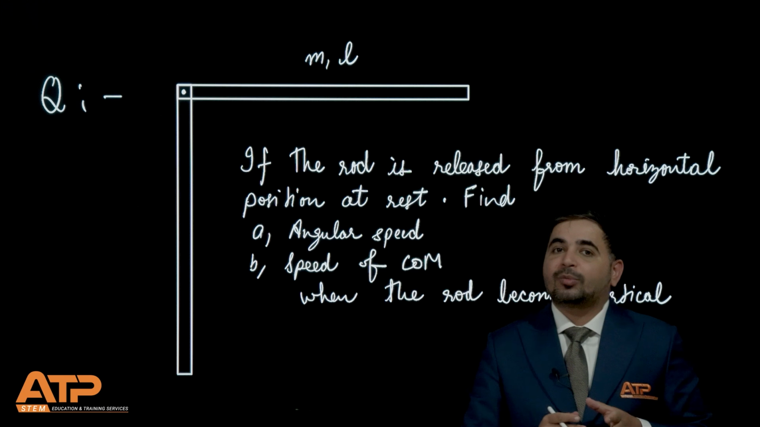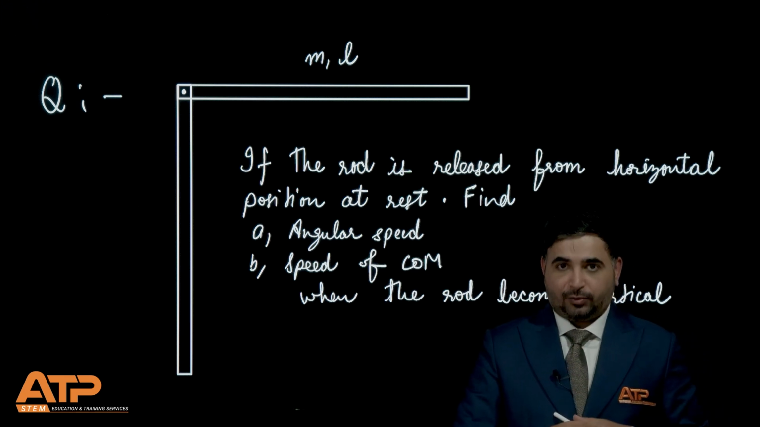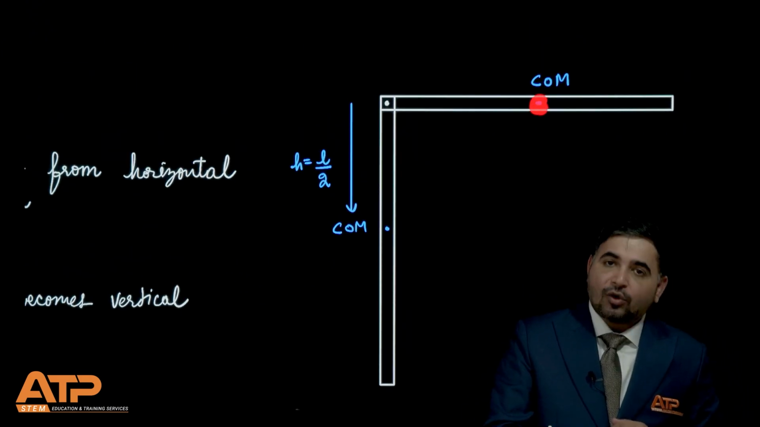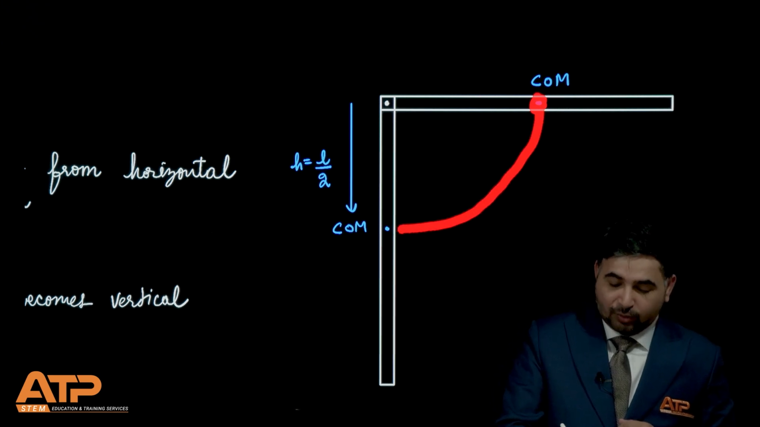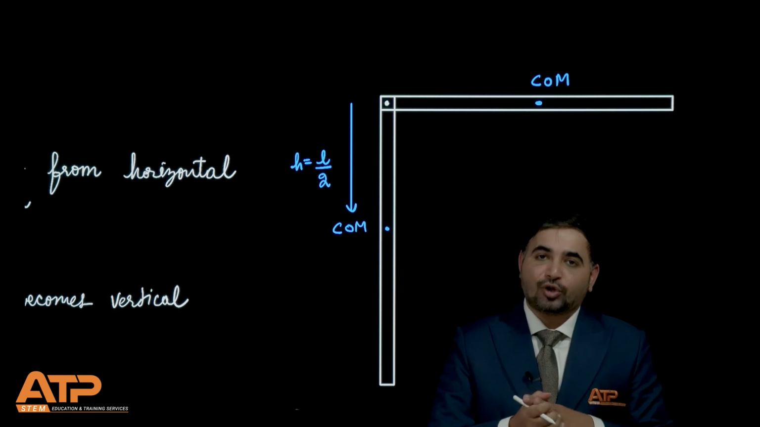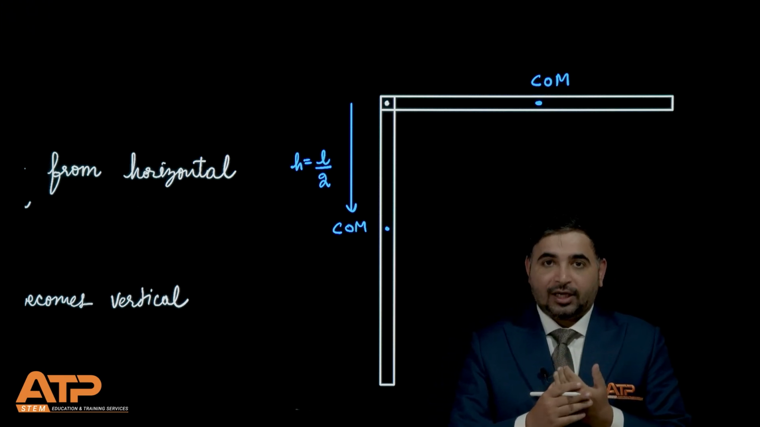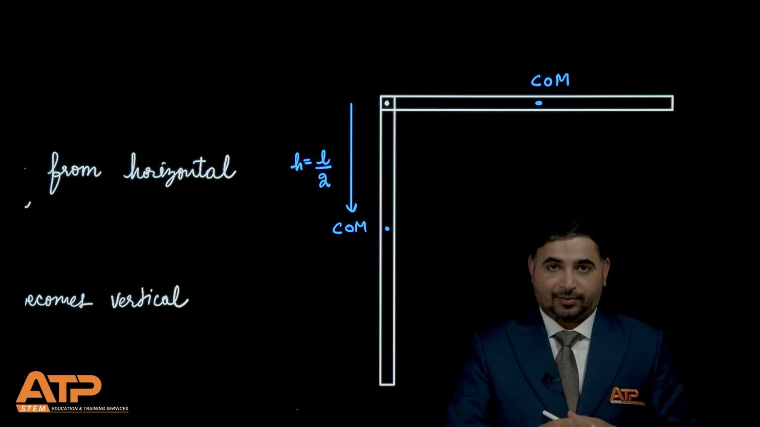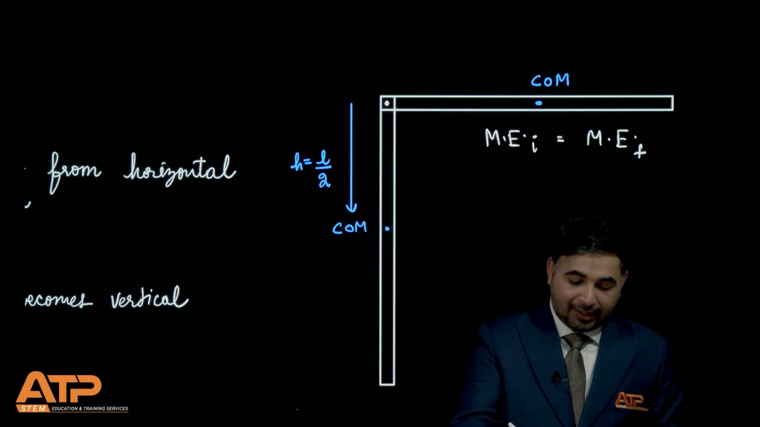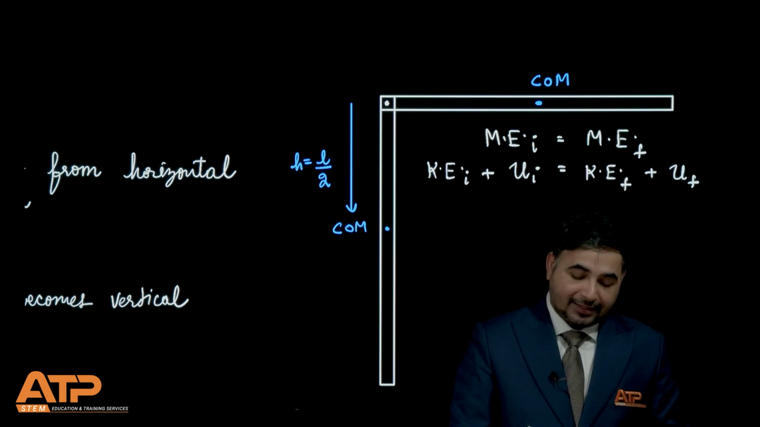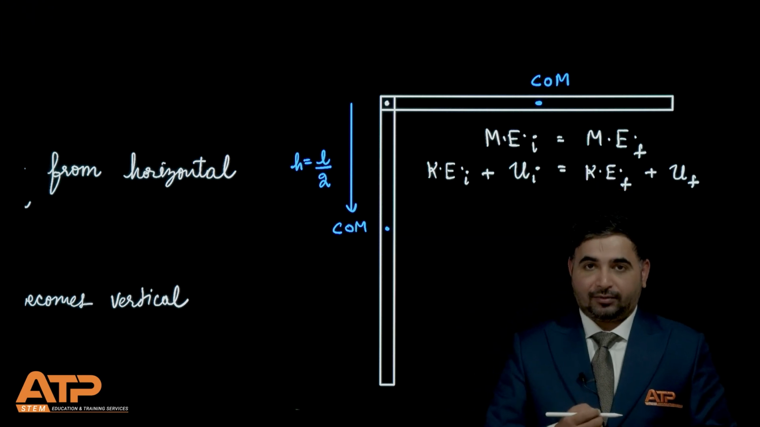We can solve this question by mechanical energy conservation, right? Why is the speed coming in at first place? The speed is coming in because the center of mass is moving down. Center of mass moving down means gravitational potential energy is decreasing. If gravitational potential energy is decreasing, kinetic energy is increasing, right? So if we have to conserve mechanical energy, that's going to be sum of kinetic and potential initial and sum of kinetic and potential final, right?